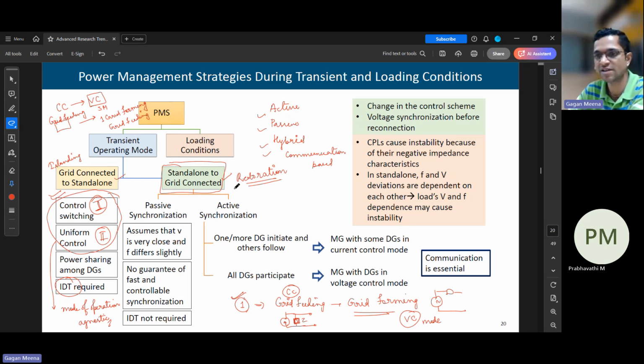And that is called synchronization. And that synchronization can be of two types. One is passive and another one is the active.